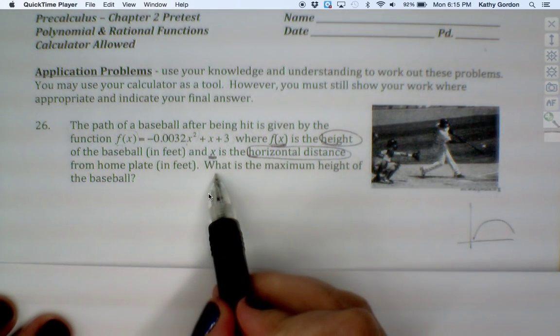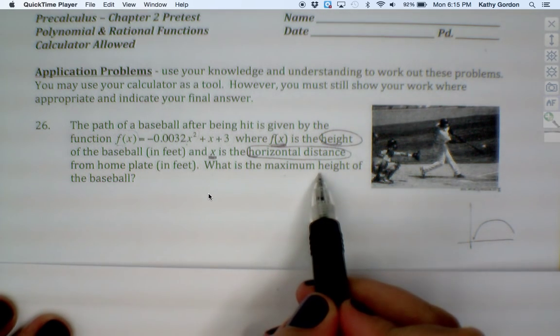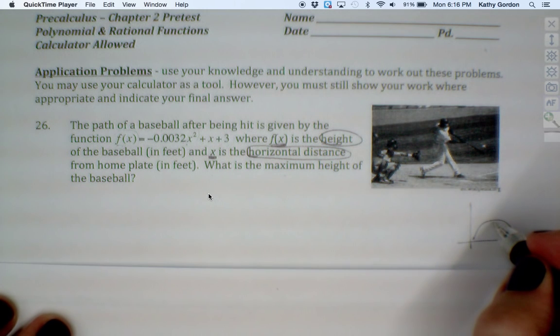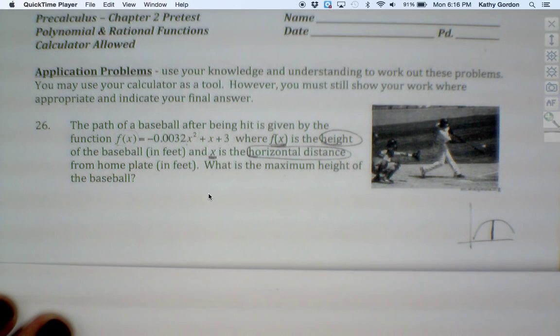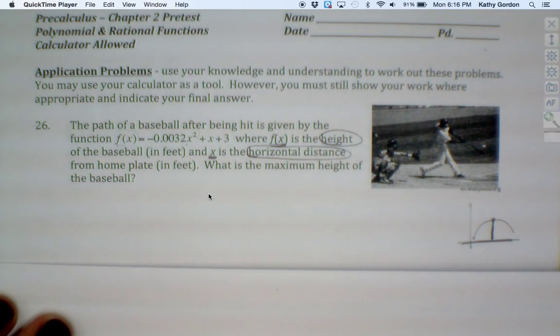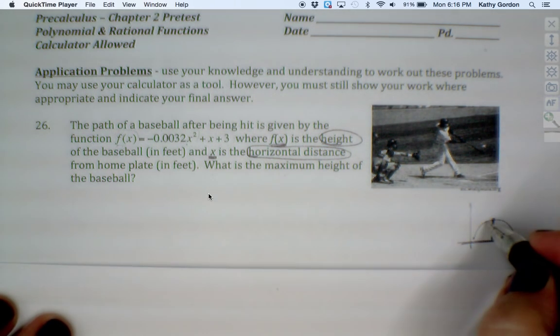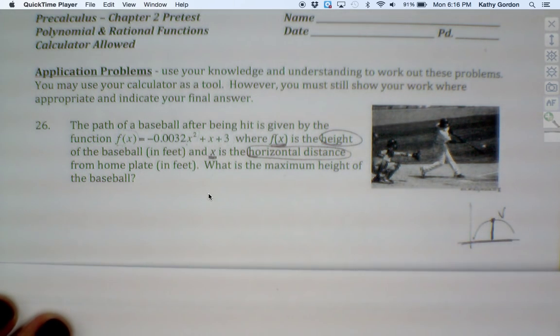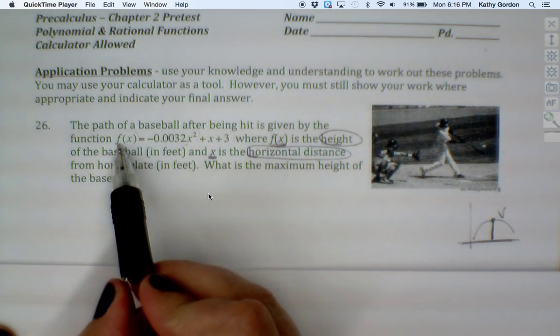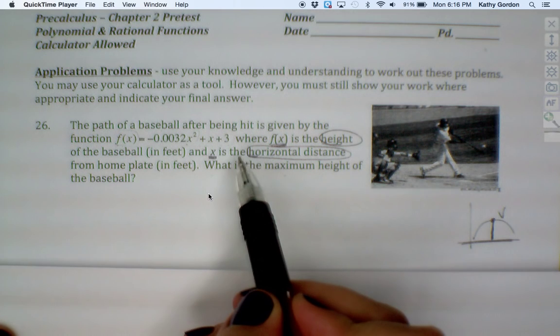Now what we're being asked to find is the maximum height of the baseball. So we're being asked to figure out the largest distance above ground level that the baseball gets to. Well, in terms of the parabola, this point is the vertex. So really this is a problem where we're simply trying to find the vertex of the function that we've been given.